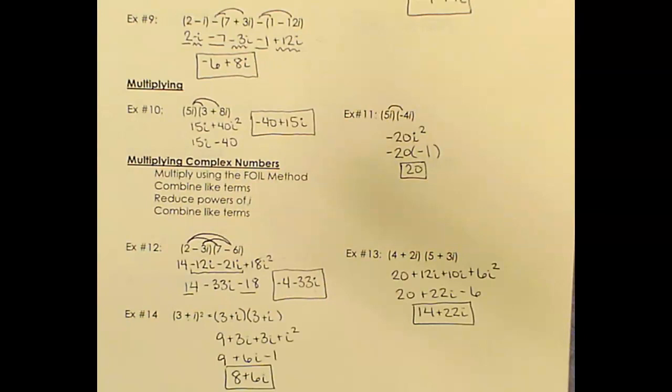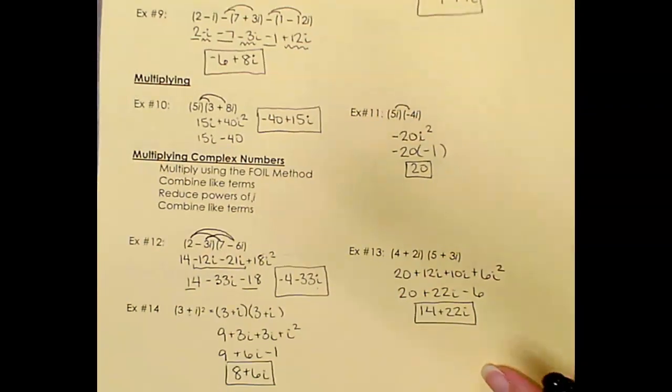Go ahead and check your work, remembering that i squared turns into negative 1. So basically it goes away and changes the sign of that coefficient. So if you have plus 6i squared, that's going to turn into minus 6. If you have plus 1i squared, that's going to turn into minus 1.